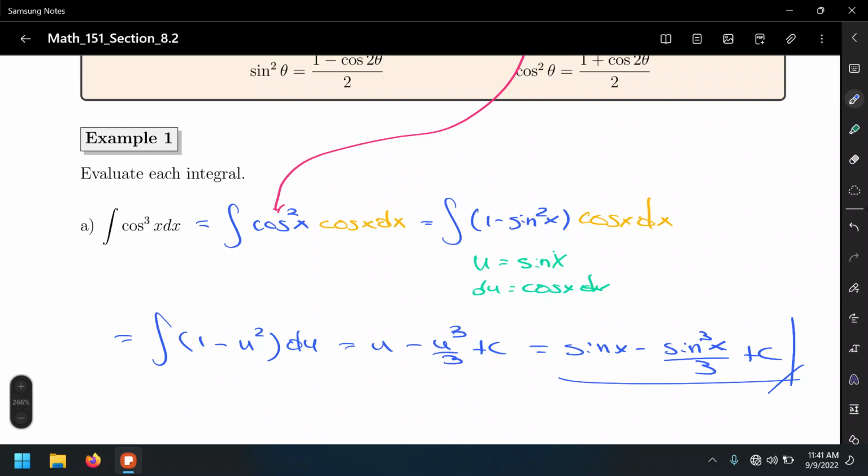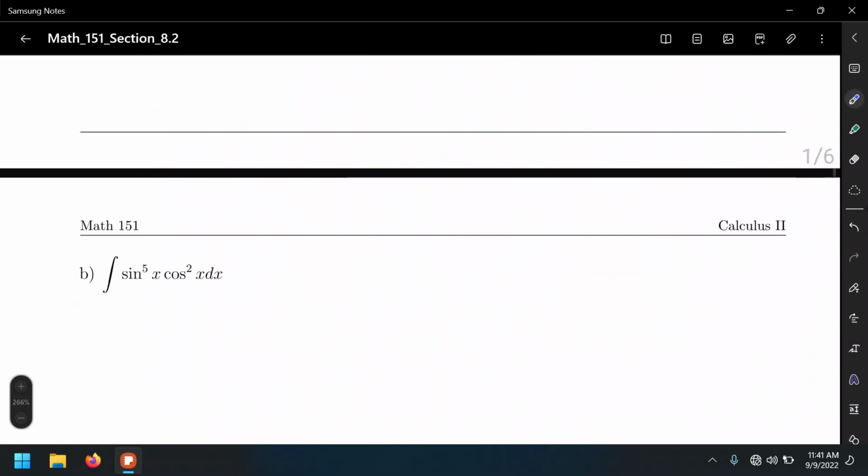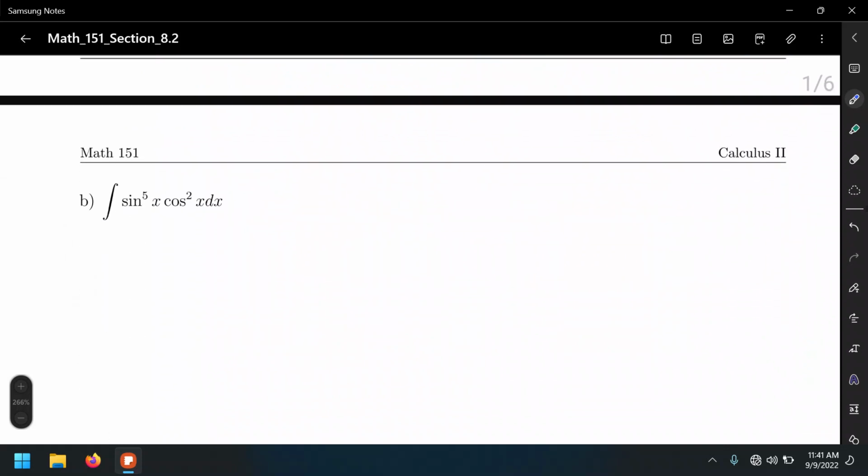Let's look at another example, the example on the next page: the integral of sine to the fifth times cosine squared. In this case, what do we have? We have a combination of odd powers and even powers. So what should we use? Should we use the guidelines for the odd ones or for the even ones? In this case, go with the odd ones right here.